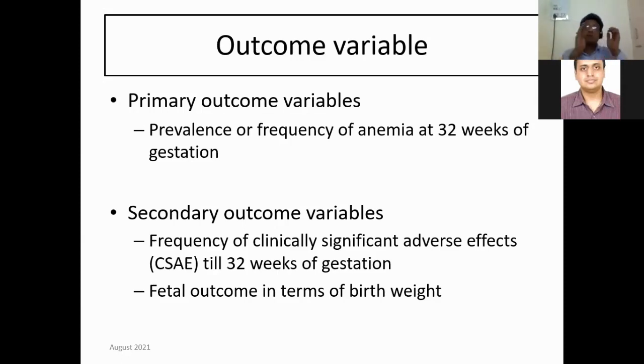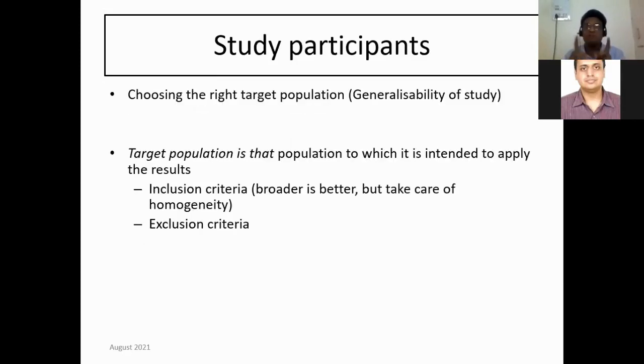So once our research question, hypothesis and outcome variables are decided, then we start thinking about which population do I start studying? Choosing the right target population is extremely important, because this is going to primarily determine the generalizability of the study. What do we mean by target population? Target population is nothing but the population to which it is intended to apply the results. So it's important to frame the inclusion criteria and exclusion criteria.